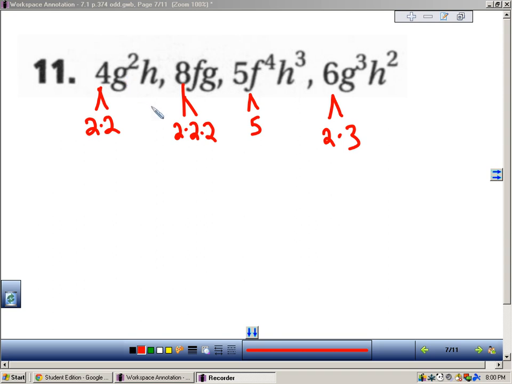Now, let's look at our variables and see if there's anything common there. G squared, G, F and H, G to the third. Nope. Let's look at H. H, nope. This doesn't have an H. G, F, nope. So the variables are not all found in each of the monomials. We have groups of 2 and groups of 3, but not groups of 4 with the same variable. So literally there's nothing in common here. So the GCF is 1. These are relatively prime to one another.